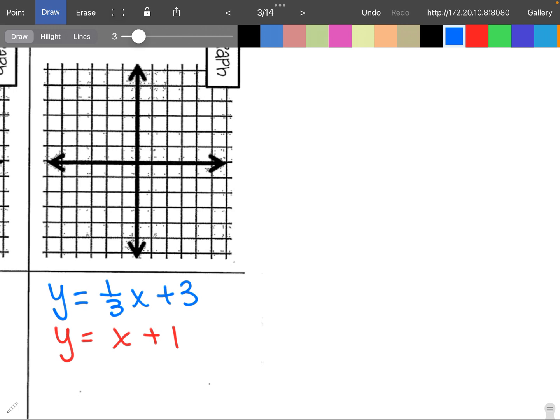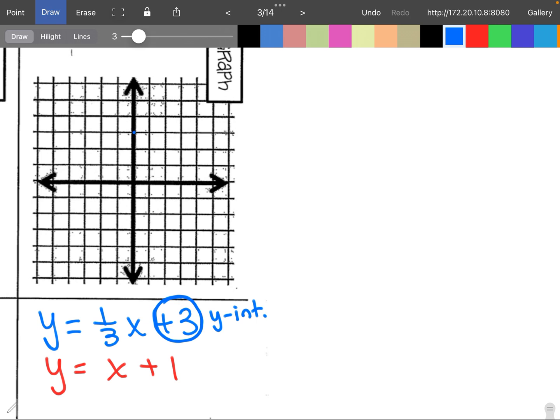So if we start with this first equation that I have in blue, hopefully you remember that your y-intercept, that's this number right here. That's what you're going to start with. It goes on the y-axis. I'm going to put y-intercept here. We're going to go on the y-axis to +3, and we're going to put a dot right there.